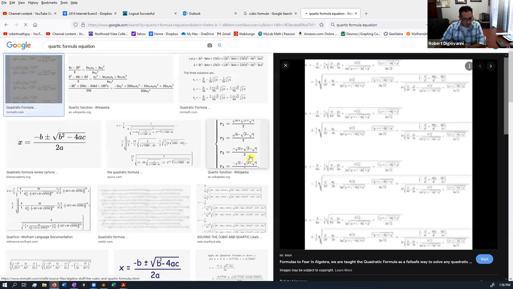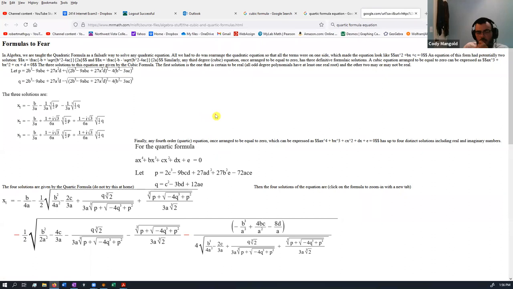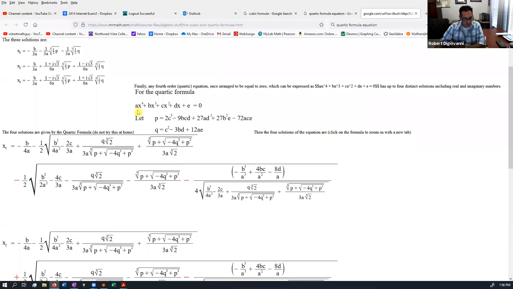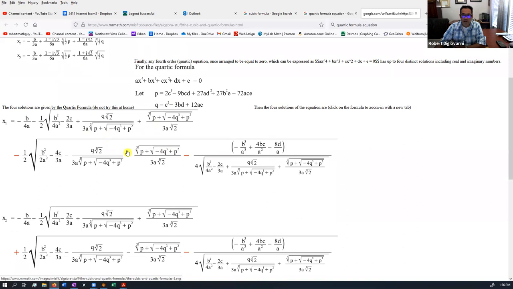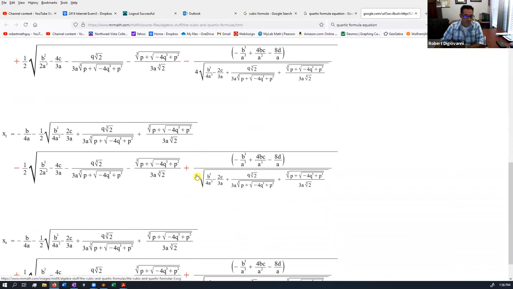Okay, here it is. So here we go. Here's the formula for the fourth degree. You actually have four possible solutions, and here's what they are. But the problem with this is that each of these letters in here, P and Q, have to be calculated also. It's a worse formula than the third degree. It's more complicated than the third.